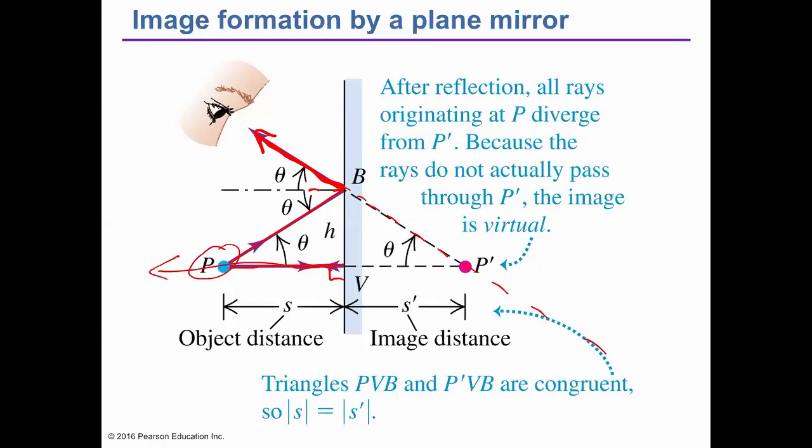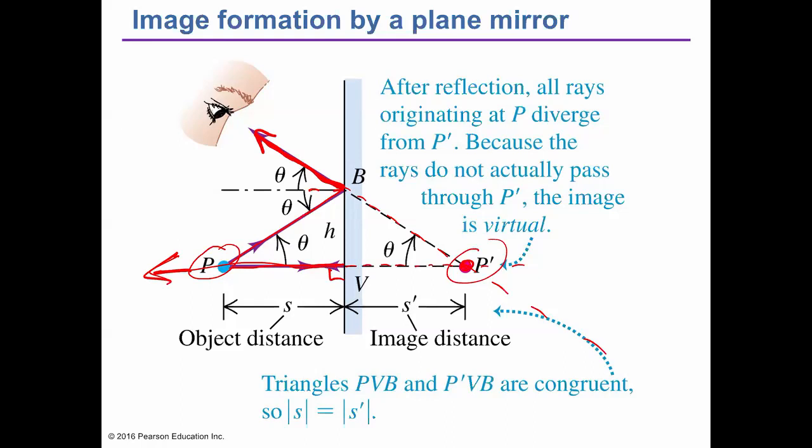Remember, theta I and theta R are basically the same, by the law of reflection. So if I trace this reflected light back behind the mirror, I can see that the first and second rays intersect at that point, and that's my P prime.